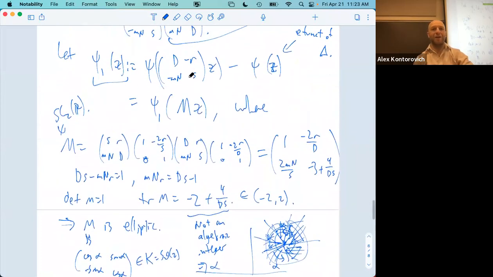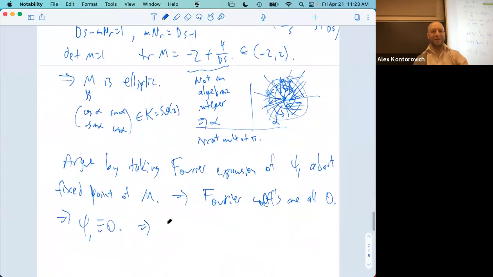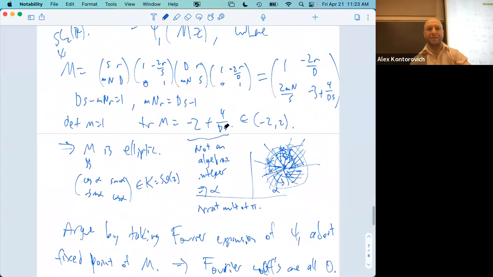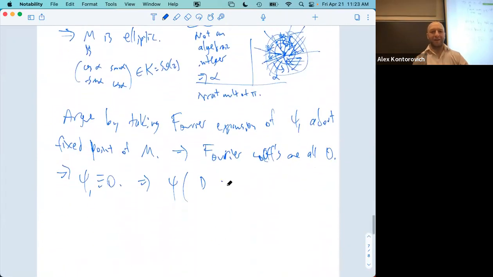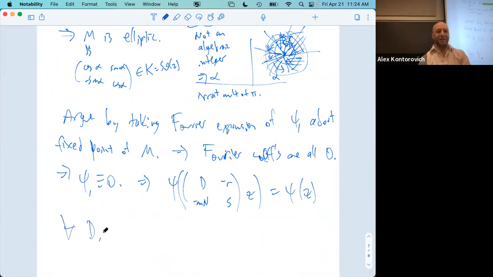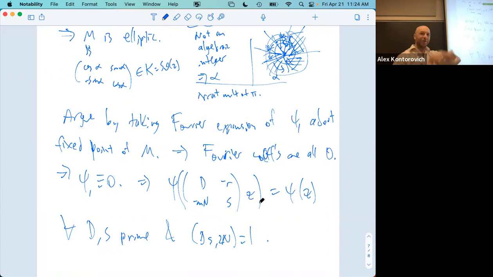And what does that mean? Psi 1 was this difference. That means that psi of d negative r, negative mn s of z is equal to psi of z, for all d and s prime and coprime to n. D and s are both coprime to n. Okay, so we found a whole bunch of functional equations, a whole bunch of automorphisms of psi through this process.